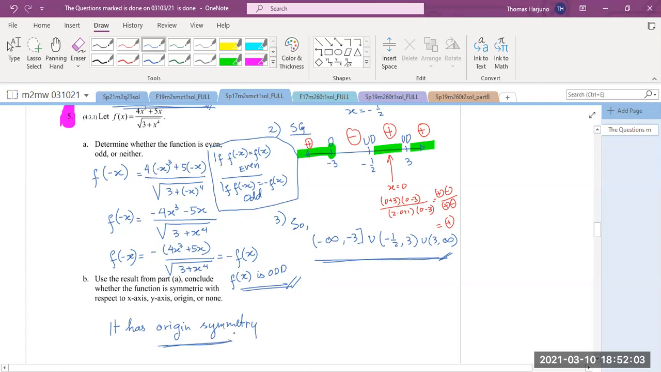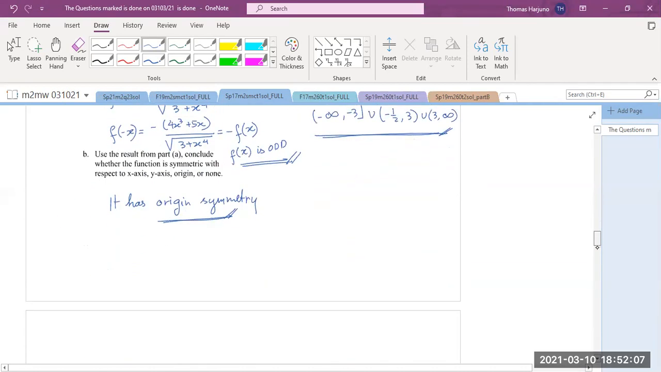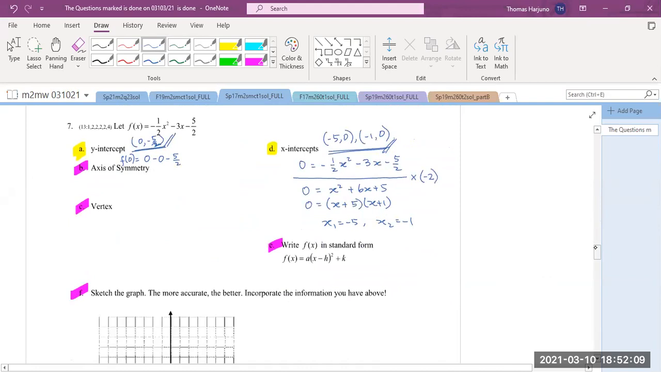Okay, that's for number 5. I think the rest of this page is already done. Let's go on to number 7. We have that quadratic function. Two days ago, or maybe a couple days ago, maybe last week, we did the x and y intercepts already. Now, let's find the axis of symmetry.